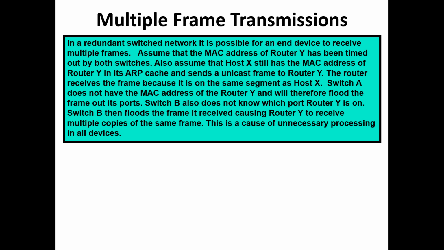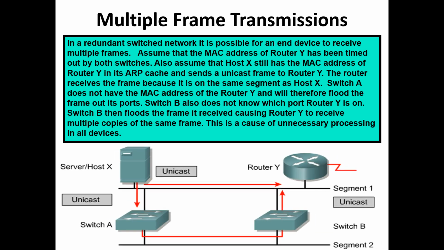Let's see what is multiple frame transmission. In a redundant switched network, it is possible for an end device to receive multiple frames, right? As you can see in the picture below, a frame can be received by any device from multiple locations, because every device is connected to two more devices. So this can produce instability in the network.